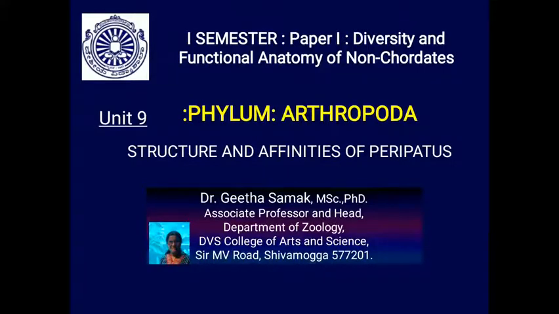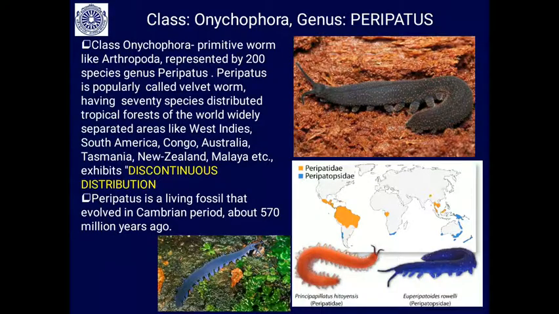Dear students, now I am going to explain to you about the structure and affinities of Peripatus. What is Peripatus? Peripatus is a very old, very interesting worm having velvet skin. That's why it is called velvet worm.